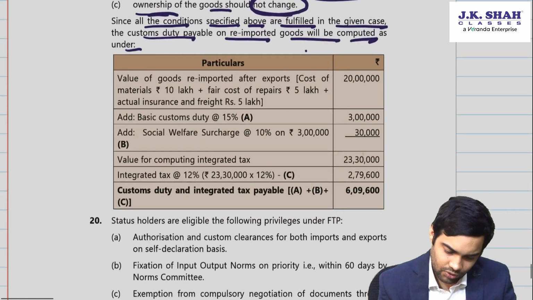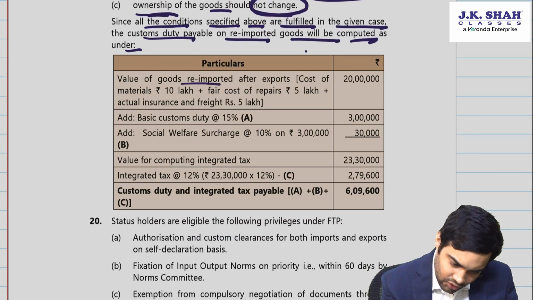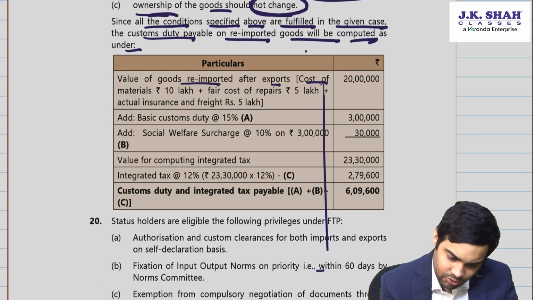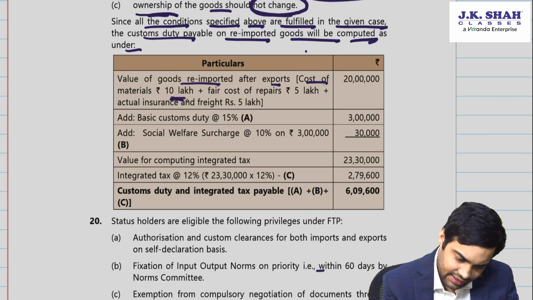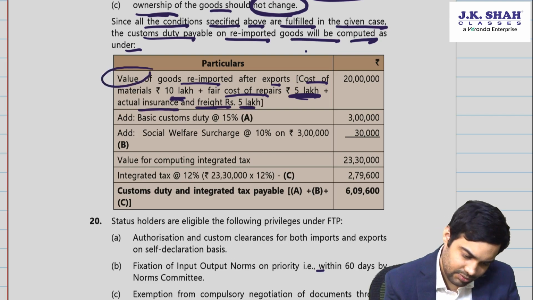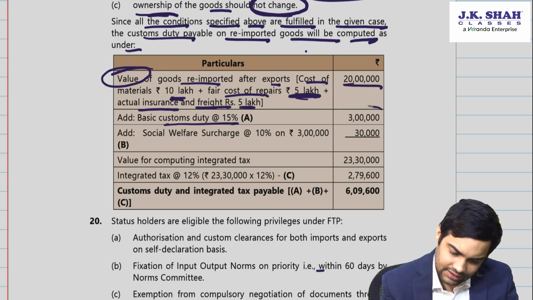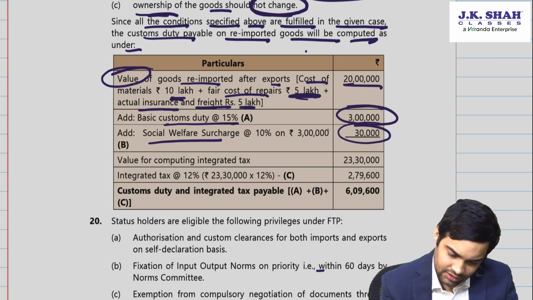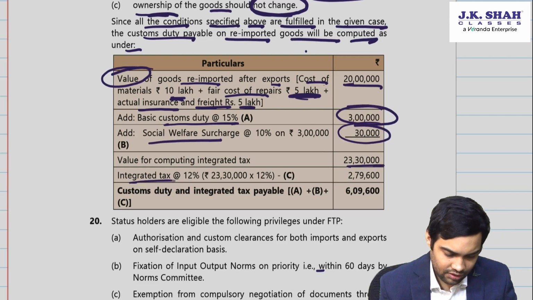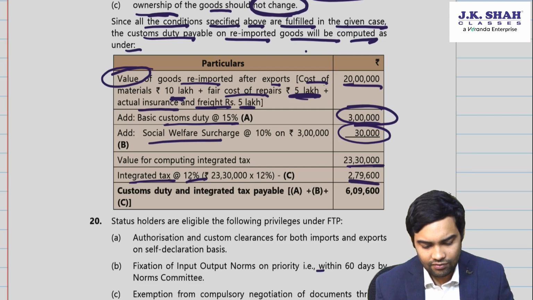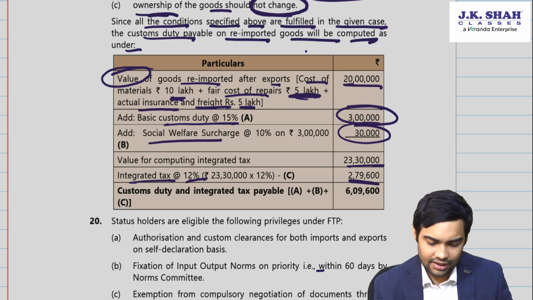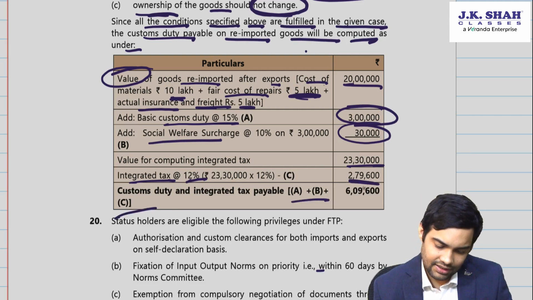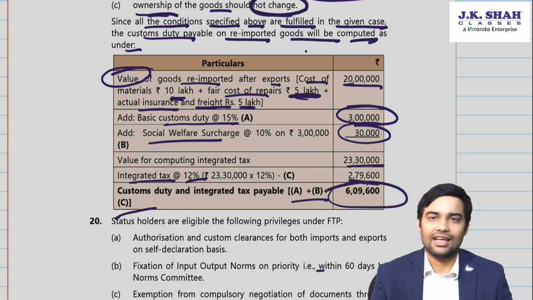computed as follows. Value of goods re-imported after export: cost of material 10 lakh, fair cost of repair 5 lakh, actual freight and insurance 5 lakh. This becomes the value. On this, basic custom duty 3 lakh, social welfare surcharge 30,000, total integrated tax will be 12% on 23 lakh 30, and you add ABC, you'll get 6 lakh 9,600.